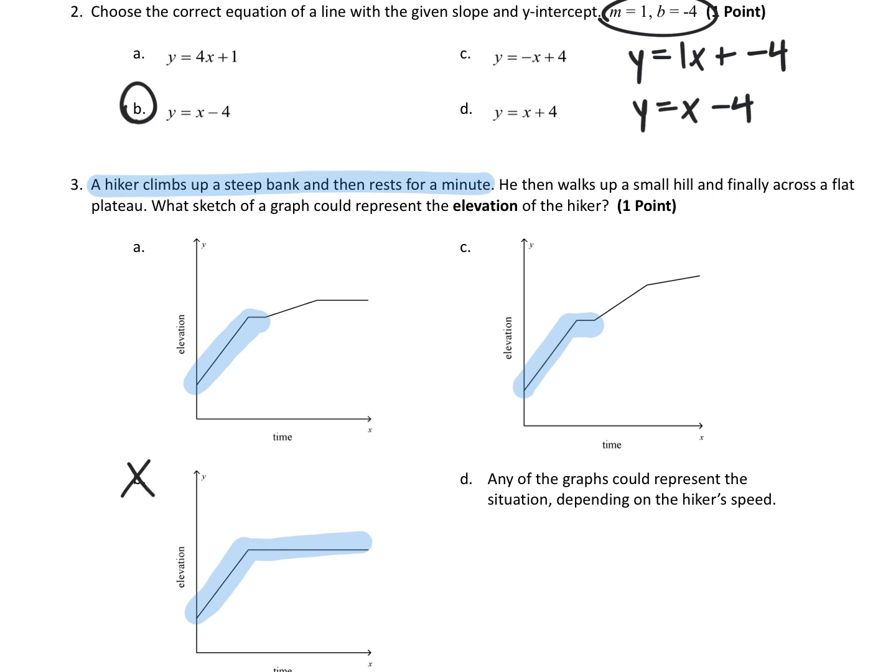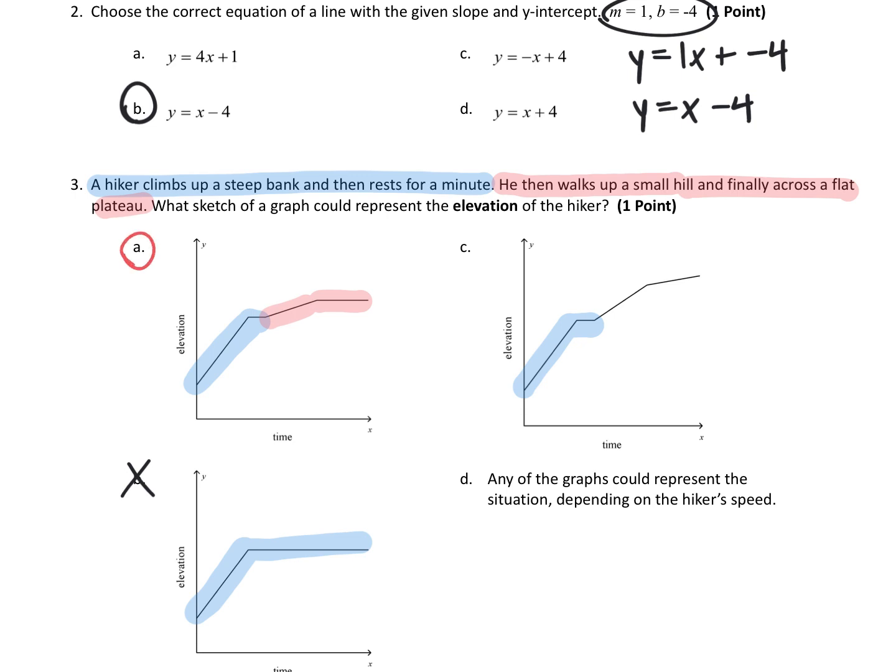Okay. Then it says he climbs up a small hill and finally across a flat plateau. So a small hill, between letter A and C, I've got this elevation changing just a little bit. My elevation is changing quite a bit more here. And then it's supposed to go across a flat plateau. This is not flat right there. However, this is. So going up that small hill and across that flat plateau would be letter A.